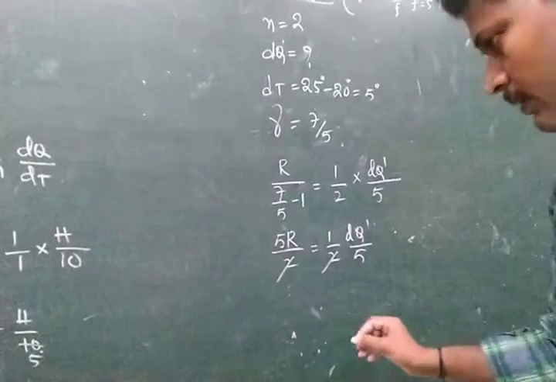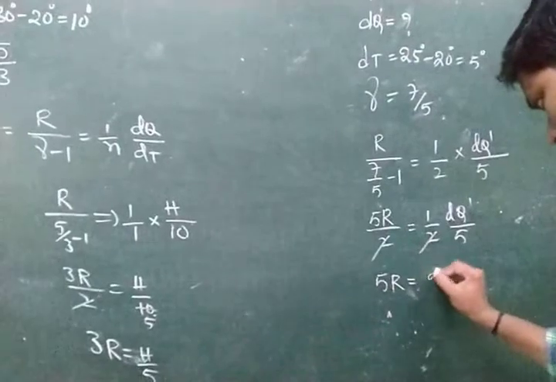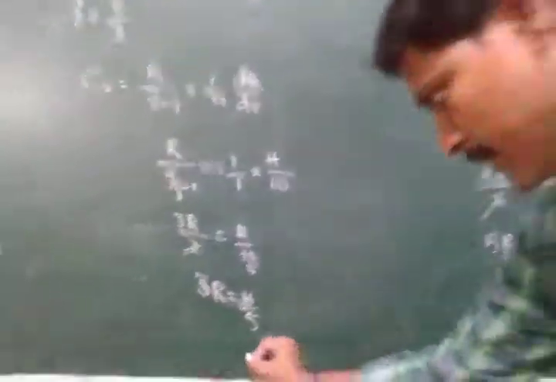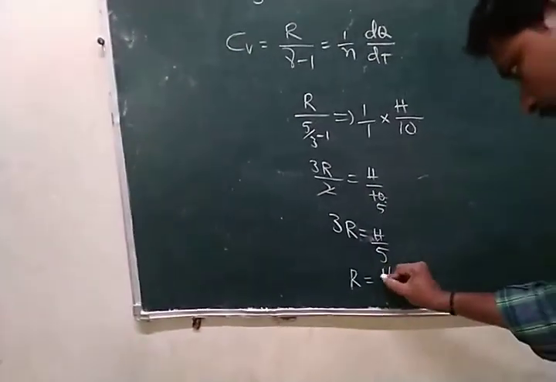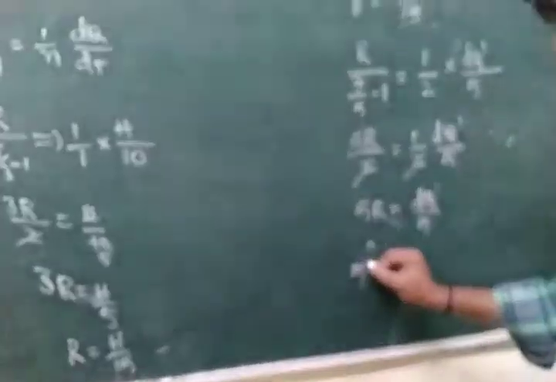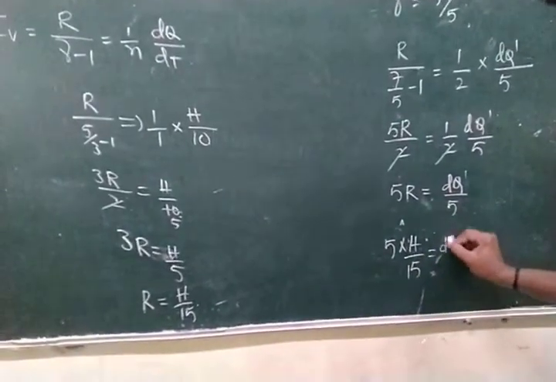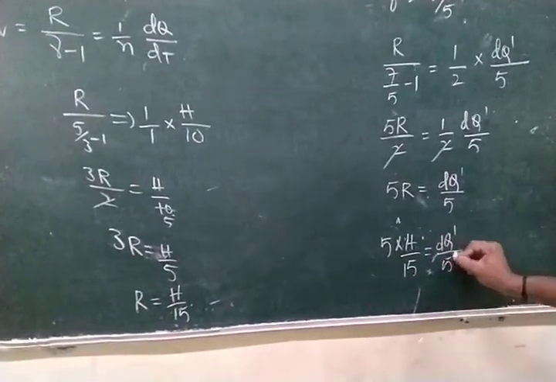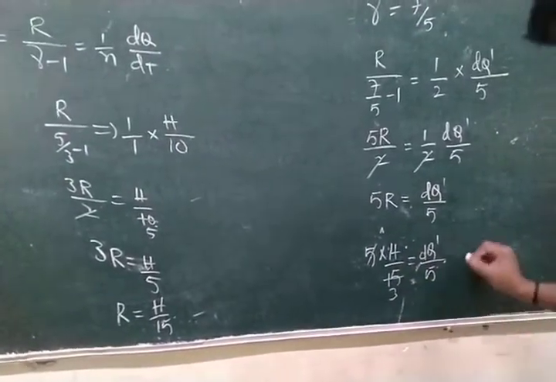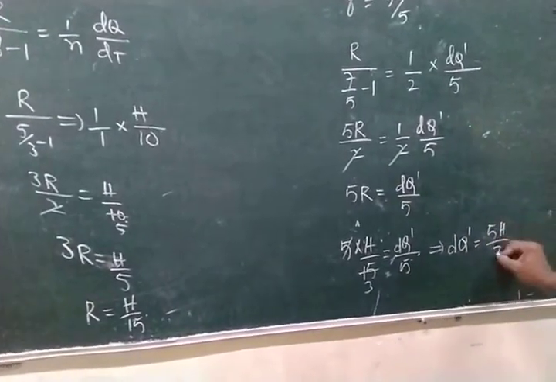Then 5R is equal to dq dash divided by 5. Then for R we can take h by 15, since 5 threes are 15; that value we can substitute. Then 5 into h by 15 is equal to dq dash divided by 5. Then dq dash is equal to 5h divided by 3.